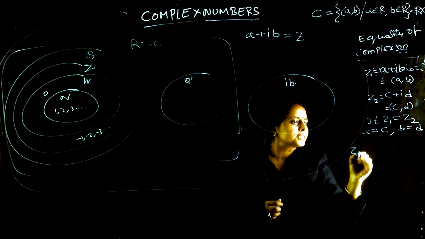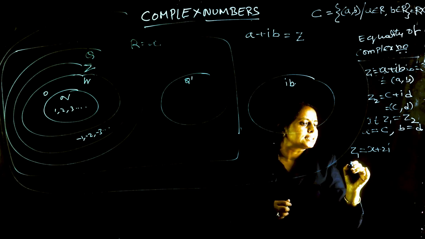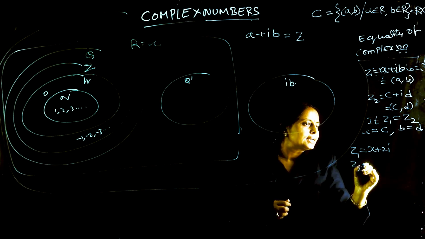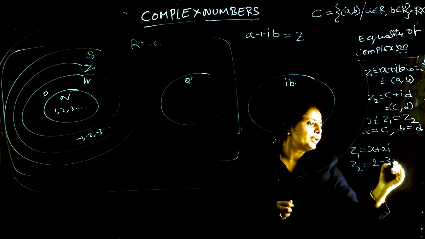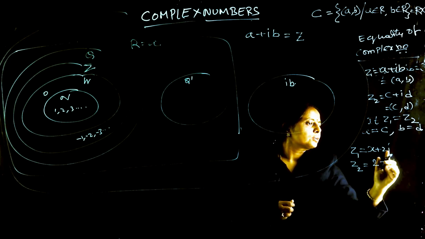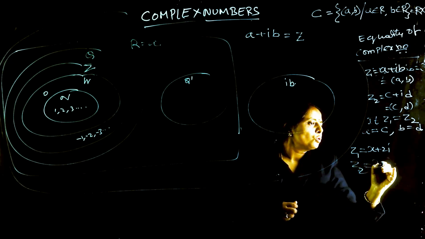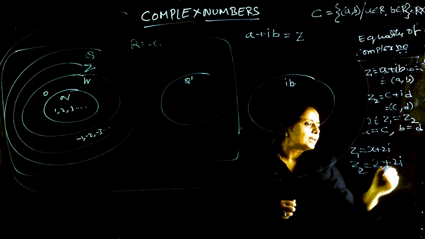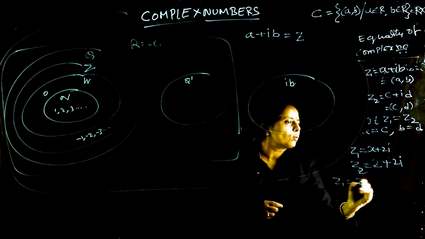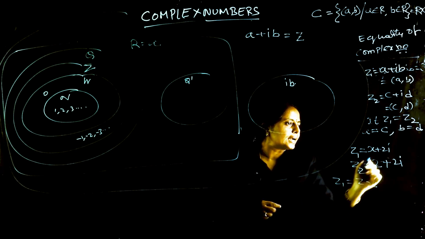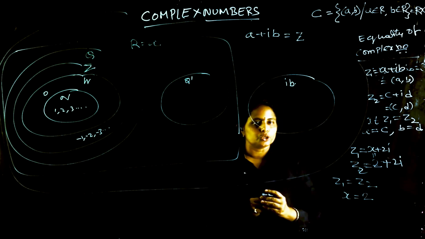Suppose we have complex numbers Z1 equal to x plus 2i and Z2 equal to 2 plus 2i. Then what is the value of x? Since Z1 equals Z2, I can say that the real parts should be equal. So x will become equal to 2.